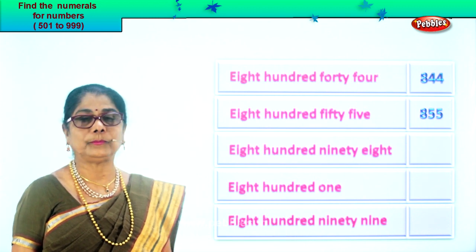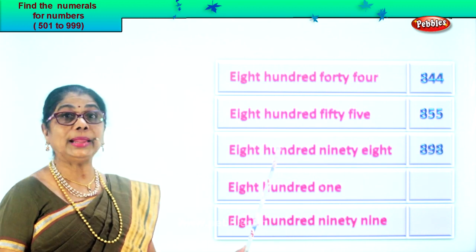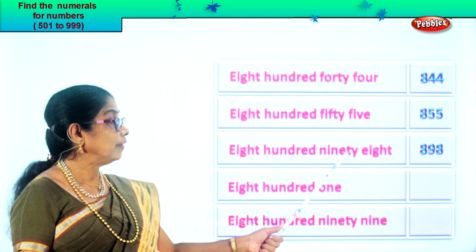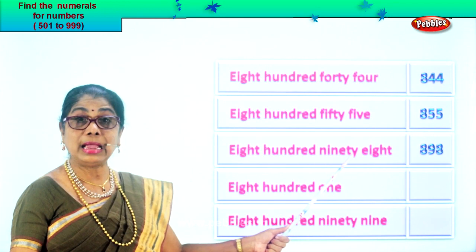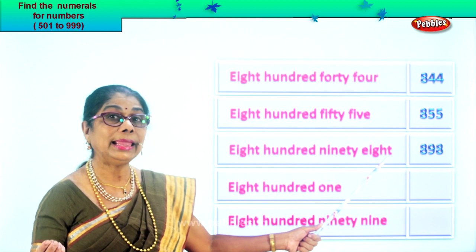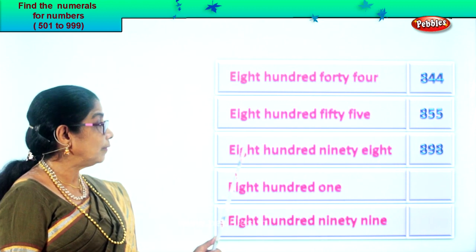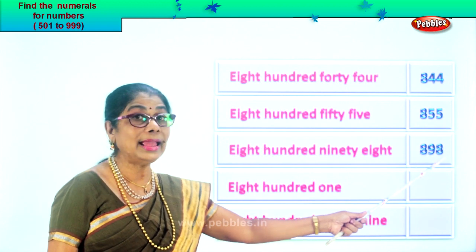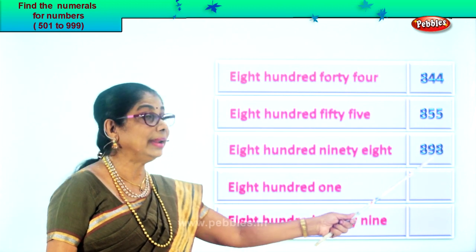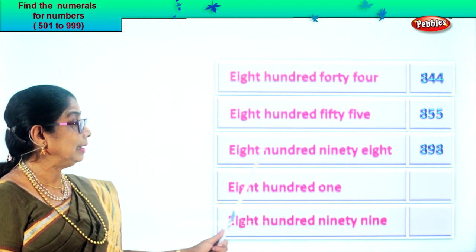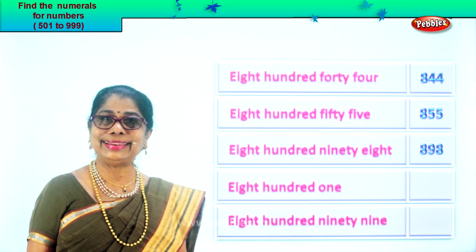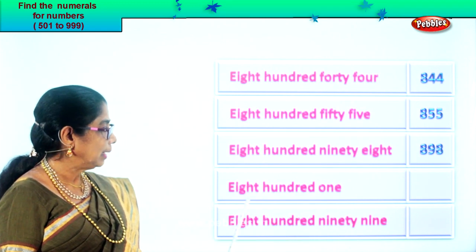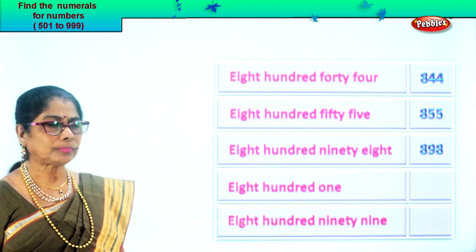898. In the 100s place, 8. Then you have 98: 9 in the 10s place, 8 in the 1s place. So you have 898. Good. Let's look at the next one.